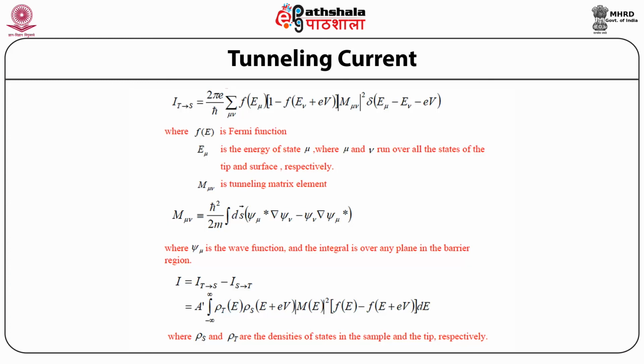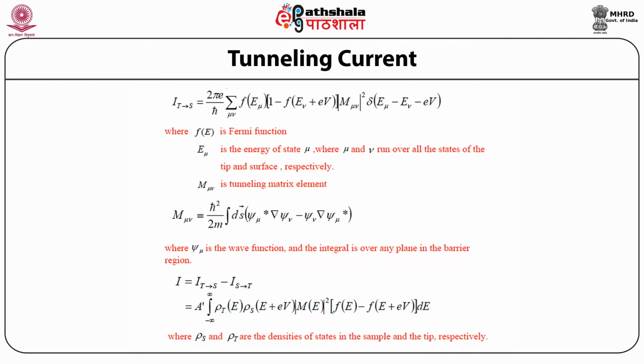M mu nu is the tunneling matrix element, which is given by M mu nu equal to h cut squared by 2m multiplied by the integral over dS vector of psi mu star grad psi nu minus psi nu grad psi mu star, where psi mu is the wave function and the integral is over any plane in the barrier region.